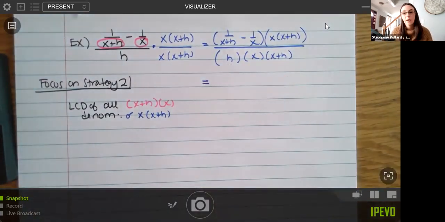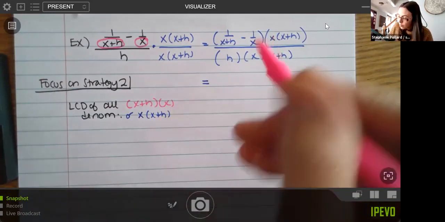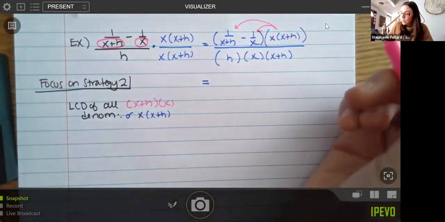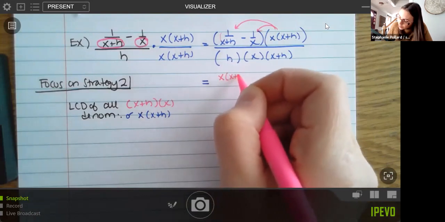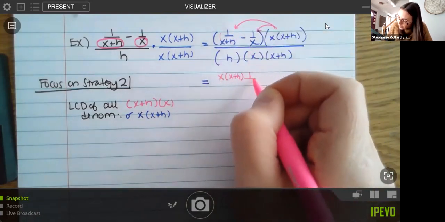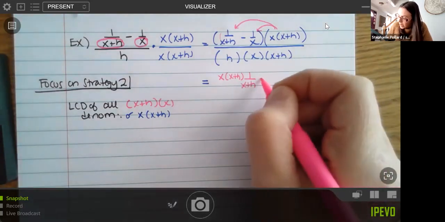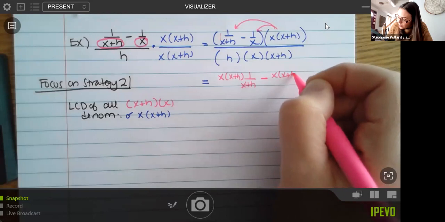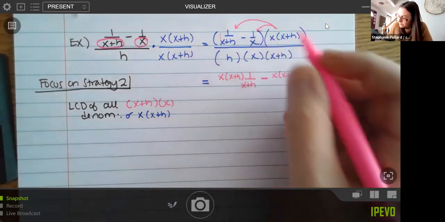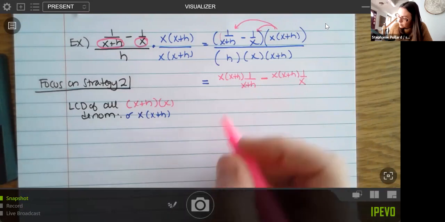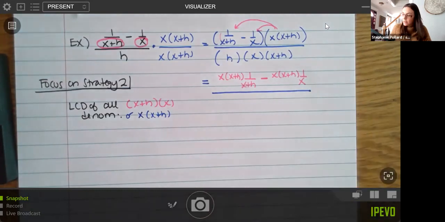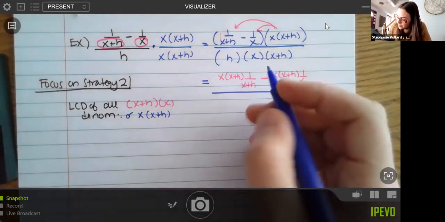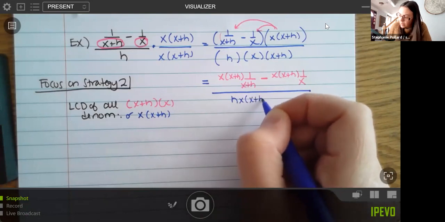So let's go ahead and write this out. And again, even though it's an easier strategy, it's still pretty messy. So as you distribute, you may want to write some work out off to the side. So I'm going to actually take my time here for a second. So I'm doing x times x plus h, and I'm multiplying that by 1 over x plus h. And then I'm subtracting, I'm doing x times x plus h, and I'm multiplying that by 1 over x. And in the denominator, hx, I can just write as hx, and then x plus h here, just to clean that up a little bit.